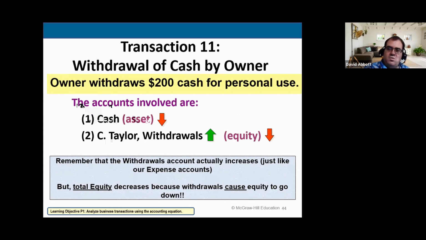So remember that the withdrawals account actually increases just like our expense account, but total equity decreases because withdrawals cause equity to go down. So you would have to debit the Taylor withdrawals account and you would credit cash.